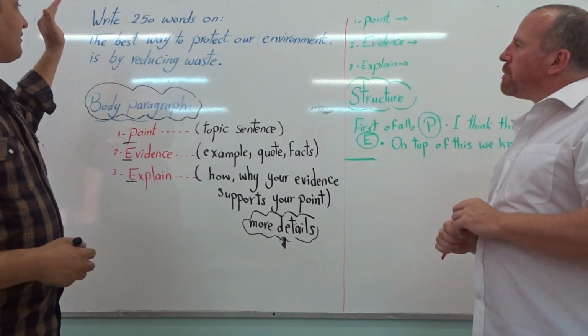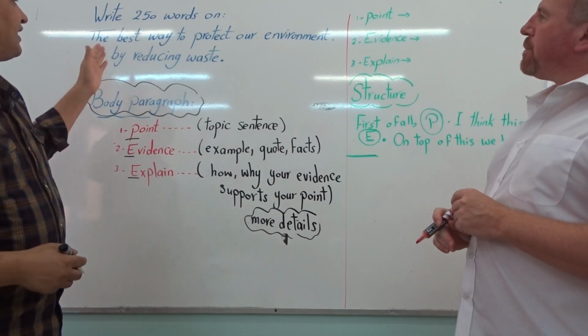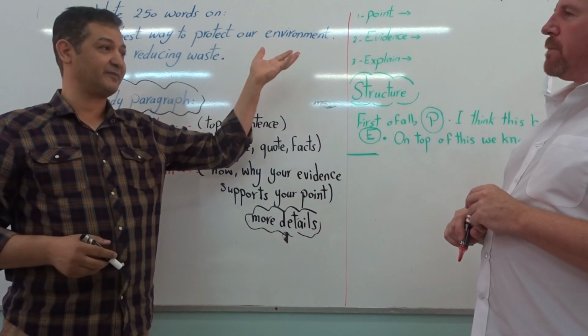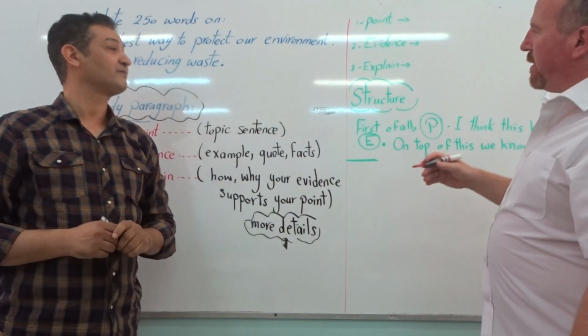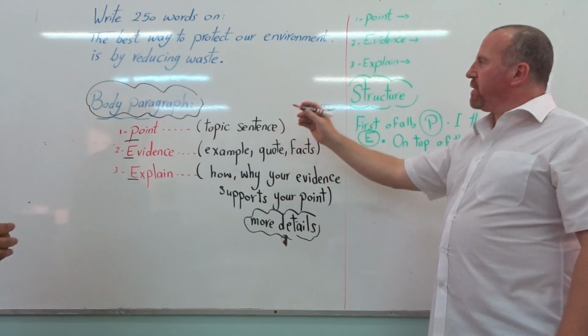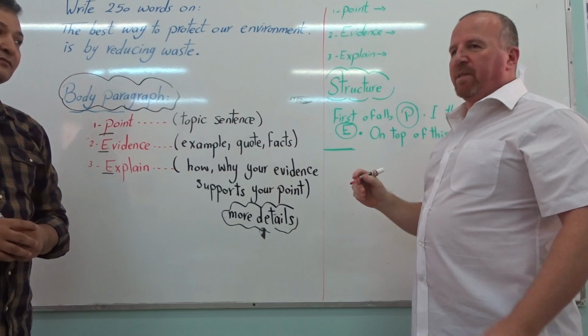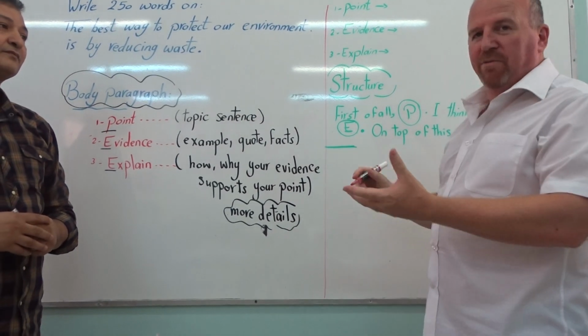Now, let's have a real example. Our task is the best way to protect our environment is by reducing waste. Can we create a point, Mr. Hugh? Yes, what about points? Excellent. Yeah, so if you think of a topic sentence then, I think by reducing waste, there's going to be less harm to the environment, less harm to bird life, for example.